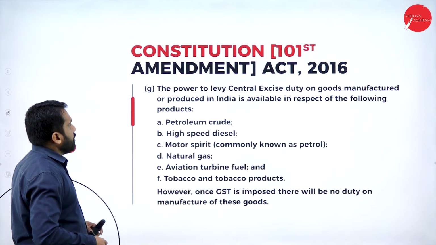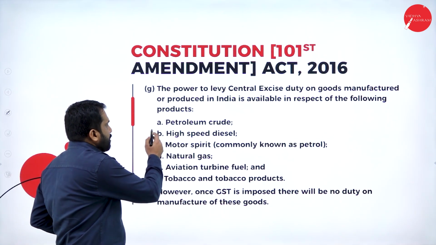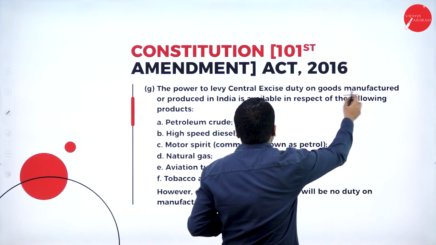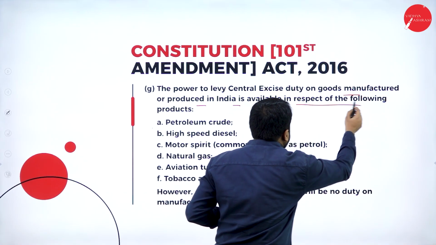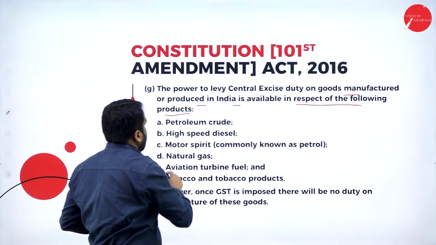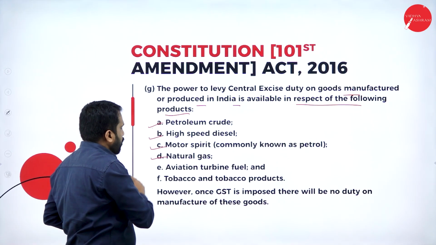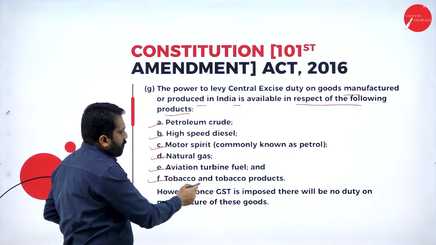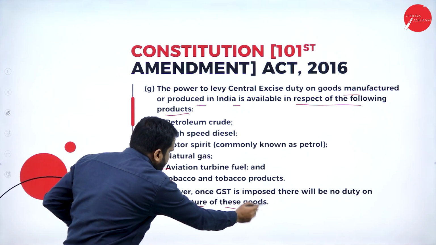Now, the powers to levy central excise duty. Central excise duty on goods manufactured or produced in India is available in respect of the following products like petroleum, high-speed diesel, motor spirit, natural gas, aviation fuel, tobacco, all this. However, once GST is imposed, there will be no duty on manufacture of these goods.